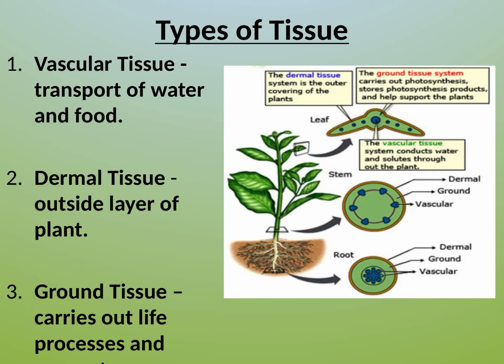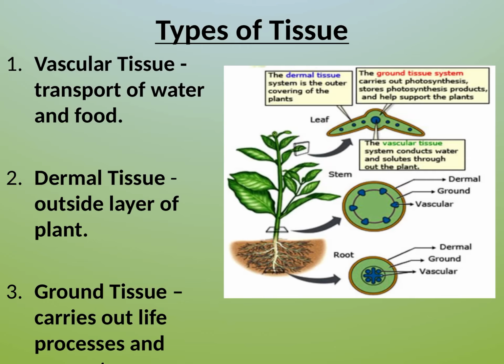Right? Number two is dermal tissue. This is the outside layer of the plant, almost like its skin. This is the part that we see. We can see just looking at the plant. Right? It's the outermost layer. The third one is a little tricky. The name implies something that it really isn't. So the third one is ground tissue.